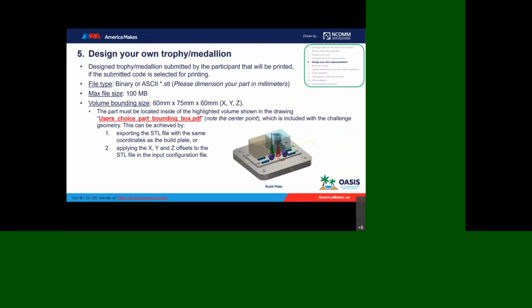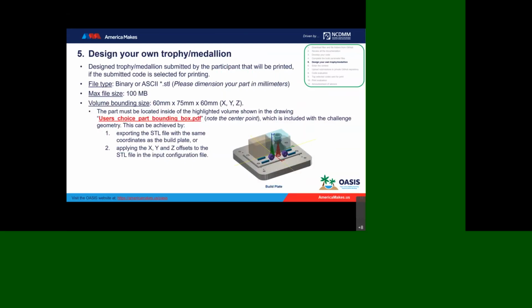Number 5, design your own trophy or medallion. A designed trophy or medallion submitted by a participant will be printed if the submitted code is selected for printing. The file type can be binary or ASCII. It has to be an STL. Please dimension your part in millimeters. The max file size can be 100 megabytes. The volume bounding size is 60 millimeters by 75 millimeters by 60 millimeters.